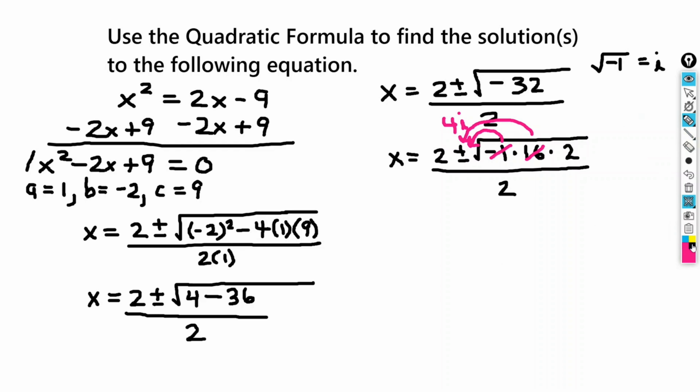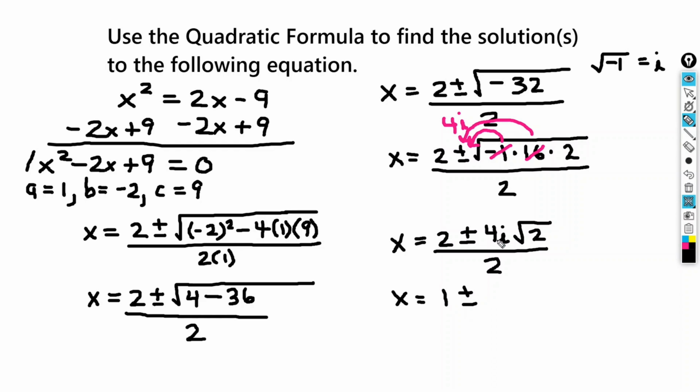So if I want to rewrite this, I've now got x equals 2 plus or minus 4i times the square root of 2 divided by 2. Now, 2 divided by 2 is 1, so we can simplify this further, and we can say x equals 1 plus or minus, and we have all this multiplied together. We can't take 2 and divide 2 into the square root. That's not the same thing, but we can take the 4 divided by 2, and we get 2i square roots of 2.